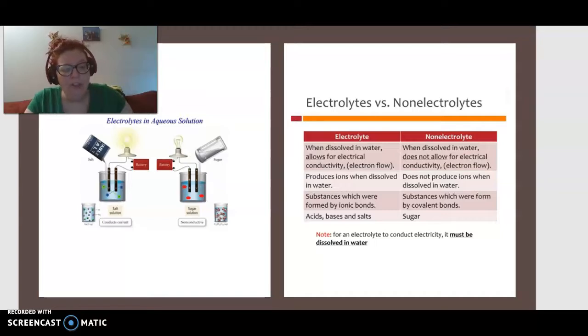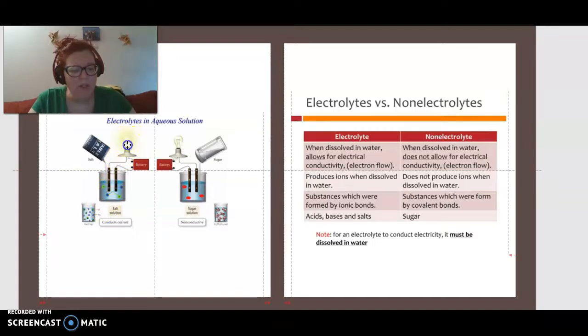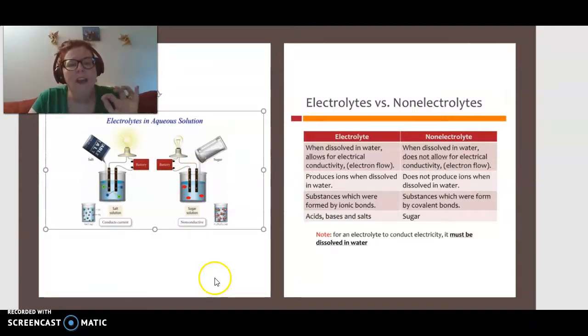When you actually do this for real, you can try this at home if you really want to. I can send you a video. When you add salt to water, you can run electrodes through it, and ta-da, the light bulb will light up. Versus sugar, because sugar is covalent. So what's ionic again? Metal and a non-metal. A non-electrolyte, when dissolved in water, does not dissociate. It does not produce ions. No electricity.